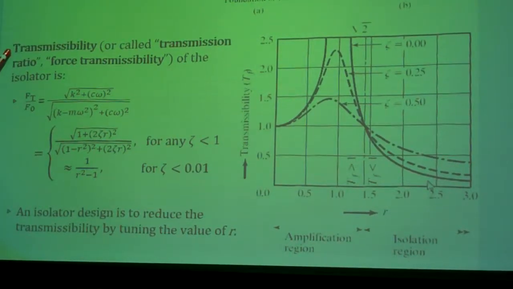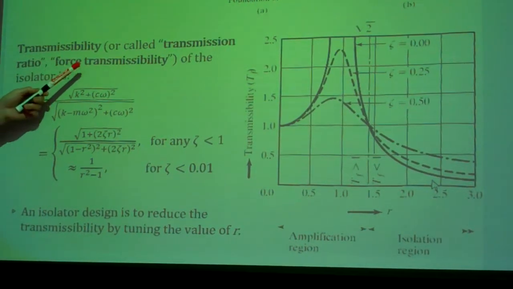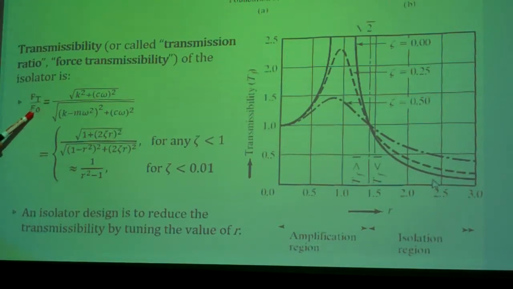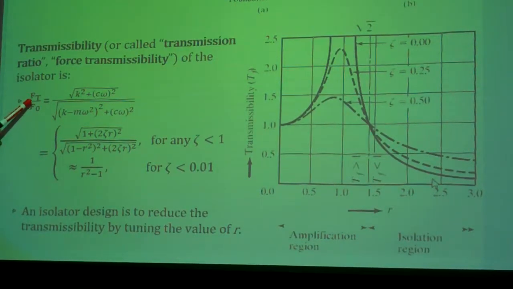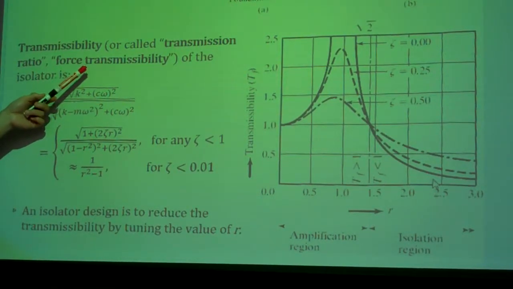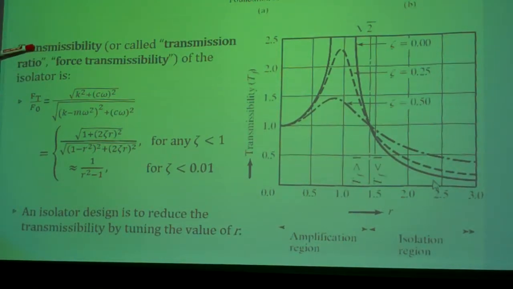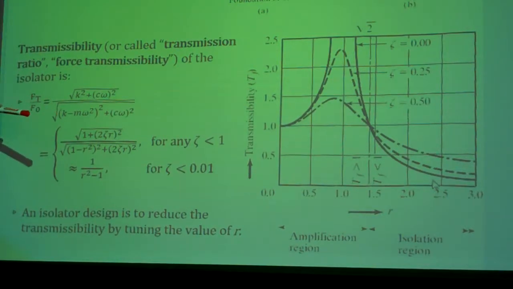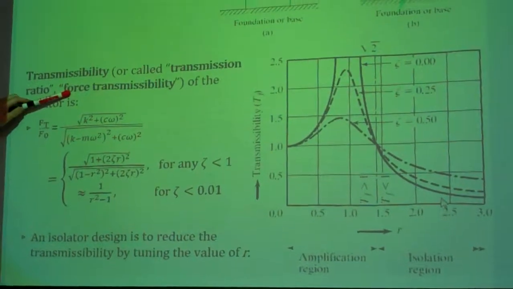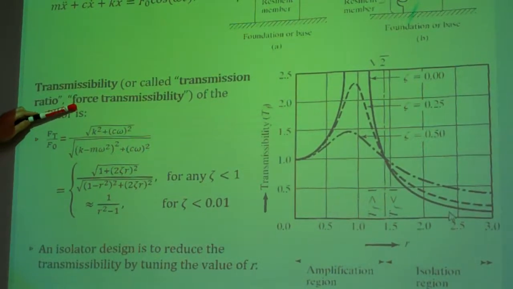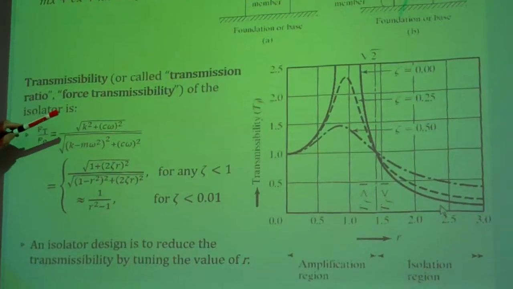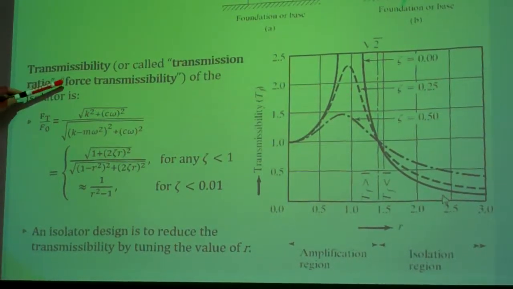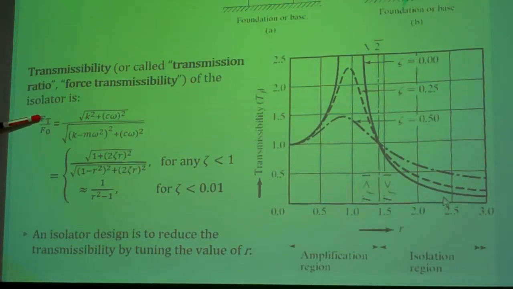And for this one, we define this ratio as the transmissibility, or a different name is the transmission ratio, and even another name is the force transmissibility, and those terms appear in our textbook and in other textbooks. I prefer using the term force transmissibility, which is also used in our homework, because it tells clearly that it is about the ratio between the force and the transmitted force.